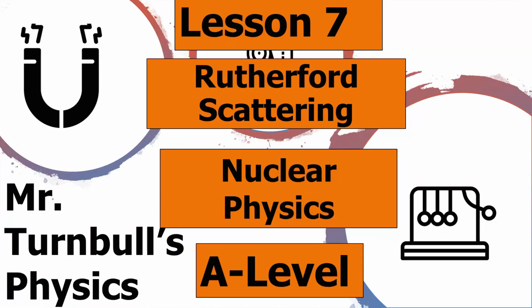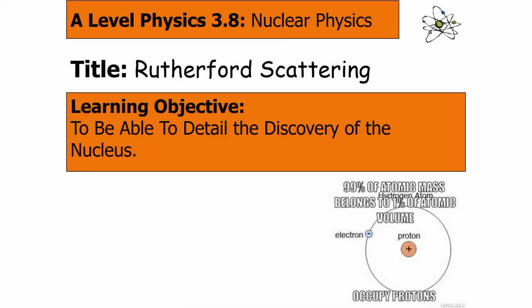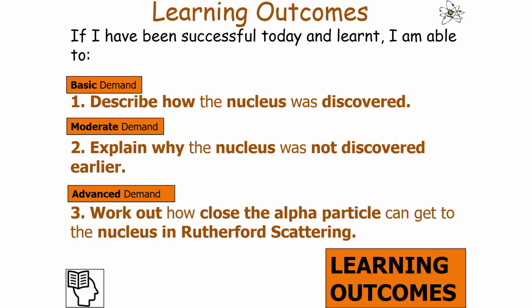Hello and welcome to today's lesson on Rutherford scattering, which is part of the nuclear physics topic in AQA A-level physics. So in today's lesson we're going to look at how we can detail the discovery of the nucleus. If we've been successful today, we should be able to describe how the nucleus was discovered, explain why the nucleus was not discovered earlier, and finally work out how close the alpha particle can get to the nucleus in Rutherford scattering.